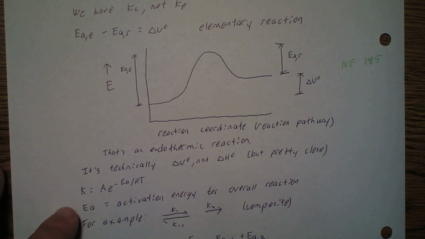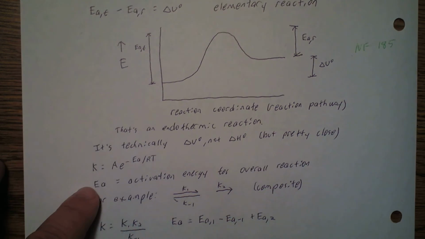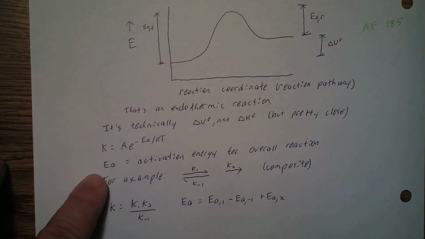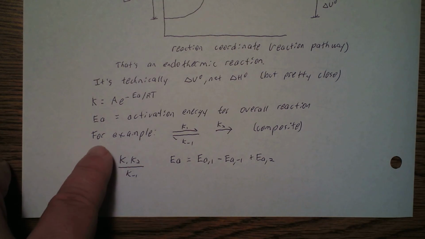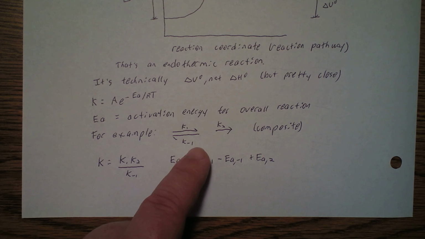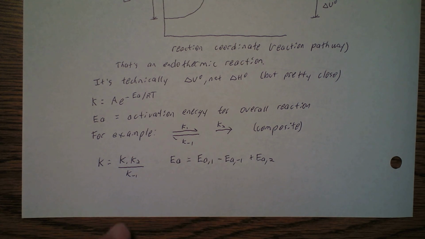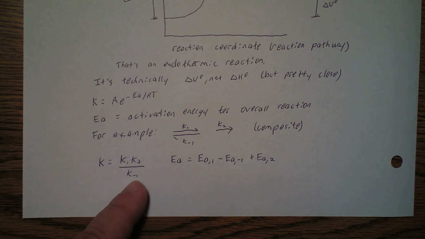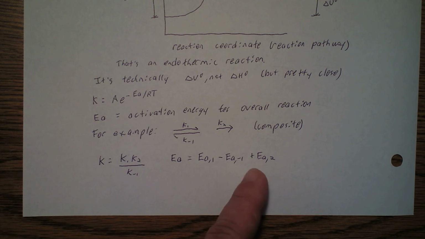So K is equal to A times e to the minus EA over RT. Remember, EA is the activation energy for the overall reaction. So, for example, let's say we have K1, K2, equilibrium, K minus 1, like a composite reaction. So K is equal to K1 times K2 over K minus 1. So the energy of activation will be the energy of activation for 1 minus the energy of activation for the reverse plus the energy of activation for 2.